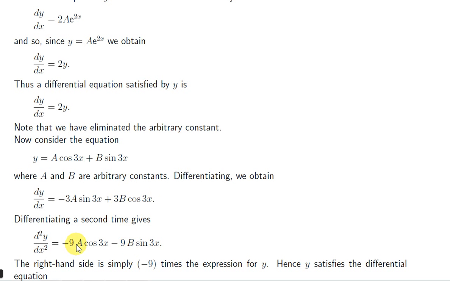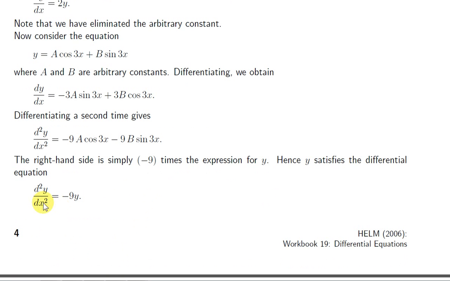But notice now that we can actually factorize minus 9 out of this expression here, and we're left with minus 9 times this expression up here, a cos 3x plus b sin 3x. So we can write this differential equation as d2y/dx2 equals minus 9 times y. So we have a solution to this differential equation. It's y equals a cos 3x plus b sin 3x, where a and b are any numbers.